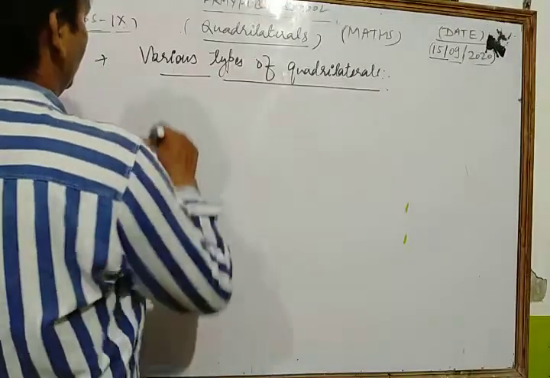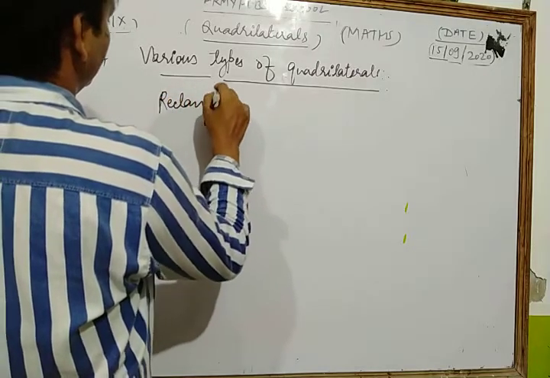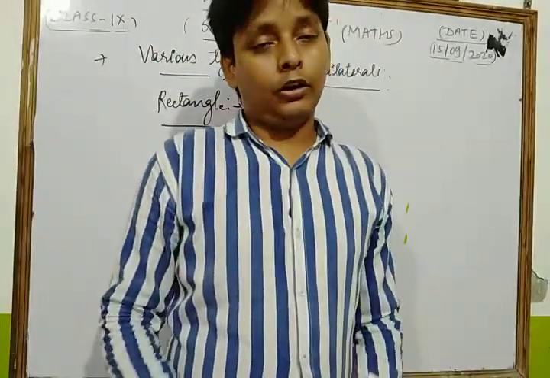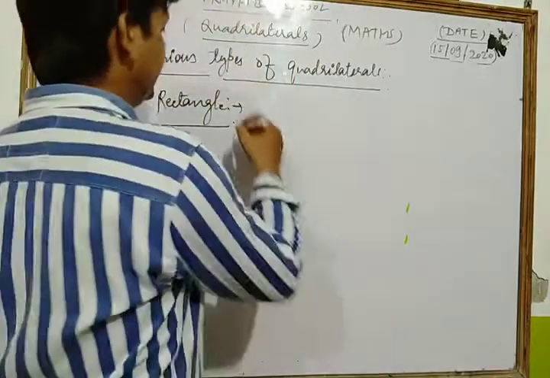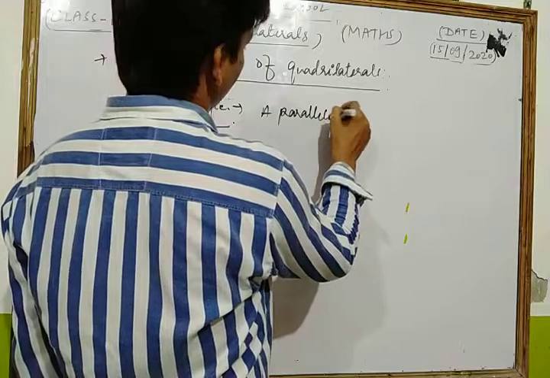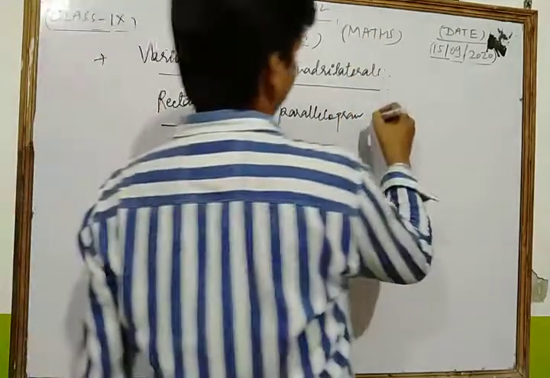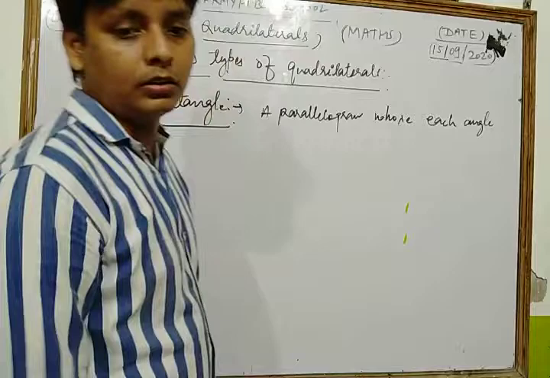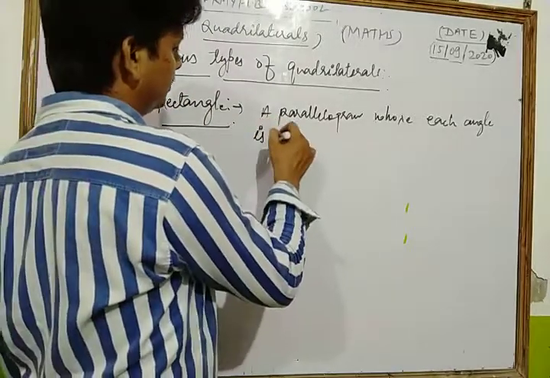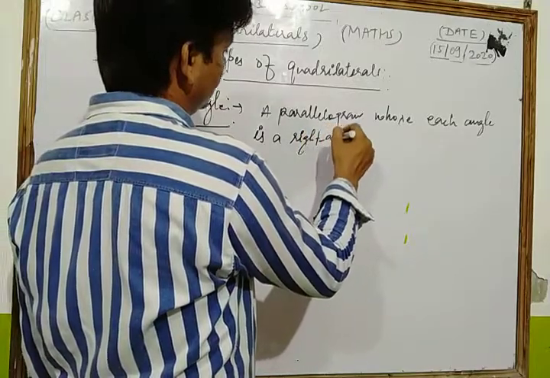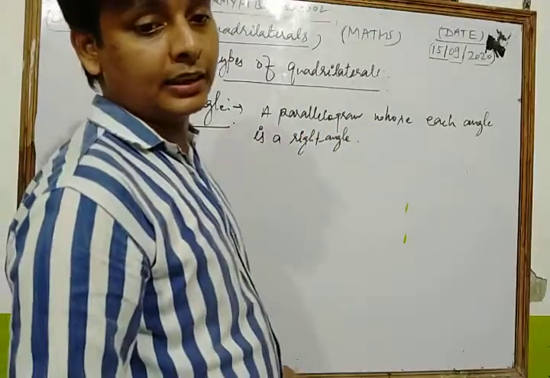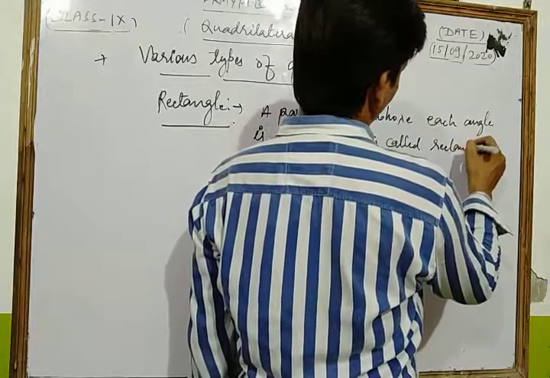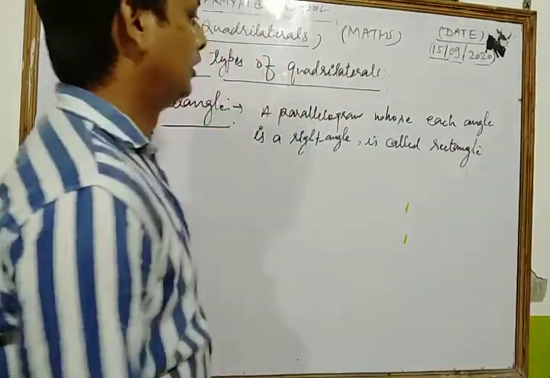Now we discuss the rectangle. Dear friends, a parallelogram whose each angle is a right angle, and opposite sides are also equal, is called a rectangle. Now let's see.